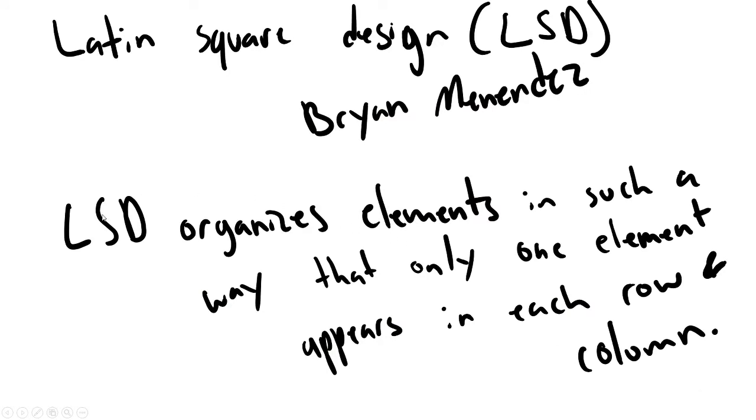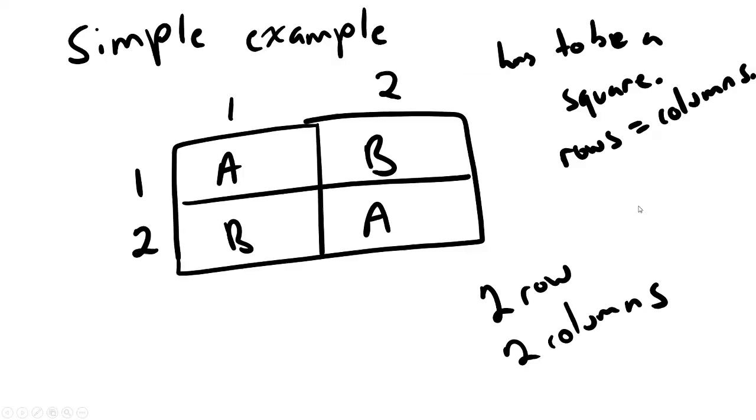So the Latin square design basically is just a method of organizing data in a grid, or organizing elements in a grid so that those elements do not appear twice inside of that grid, and you will see on the next slide. So in this pretty simple example, you can see that element A only appears once in this row and once in this column.